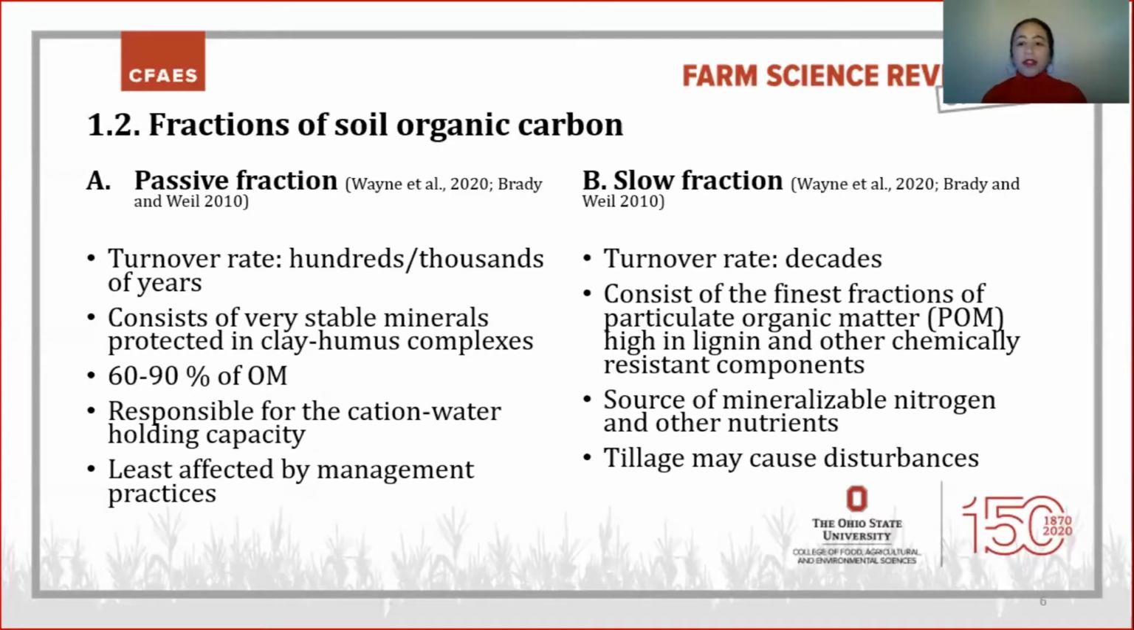Now, the slow fraction, the turnover rate, is decades. It consists of the finest fractions of particulate organic matter, and they're high in lignin and other chemically resistant components. They're the source of mineralizable nitrogen and other nutrients, and tillage may cause some disturbances. Now, we're going a little bit upwards in the soil profile, which is why tillage may cause disturbances.